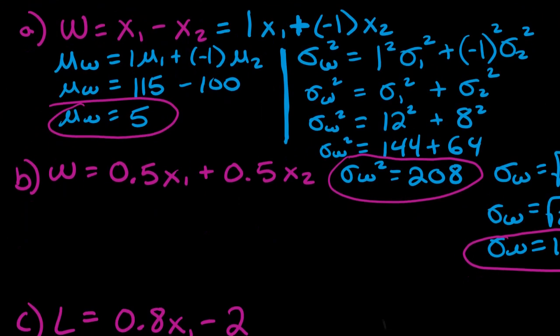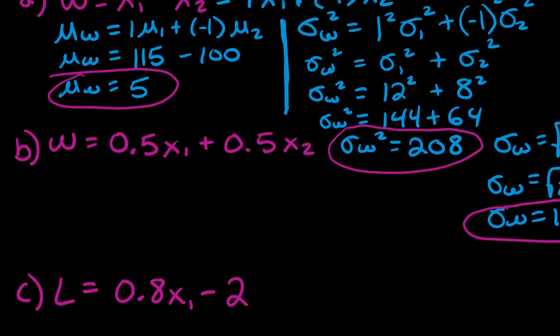Okay, let's do one more. Or let's do the next one. Next, starting with mu of W. Now this one, it's pretty easy to see what A and B are. A is this number here, and B is this number here. So A is 0.5, and B is also 0.5.